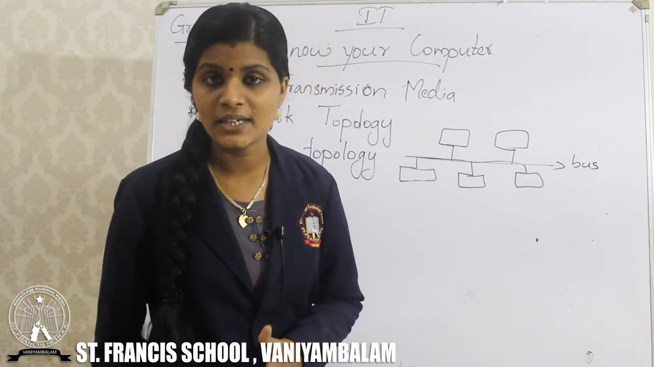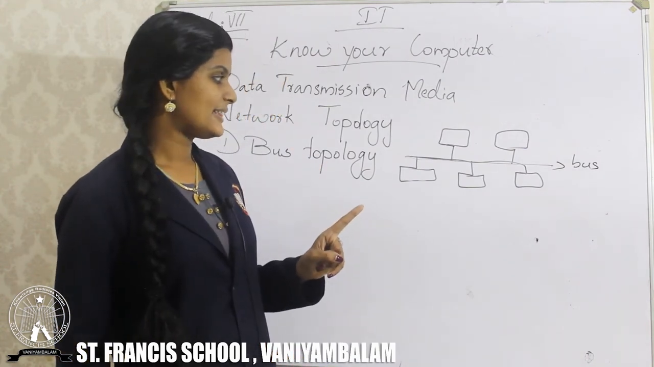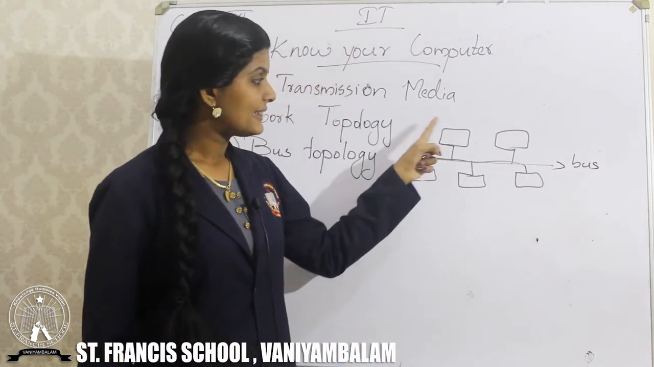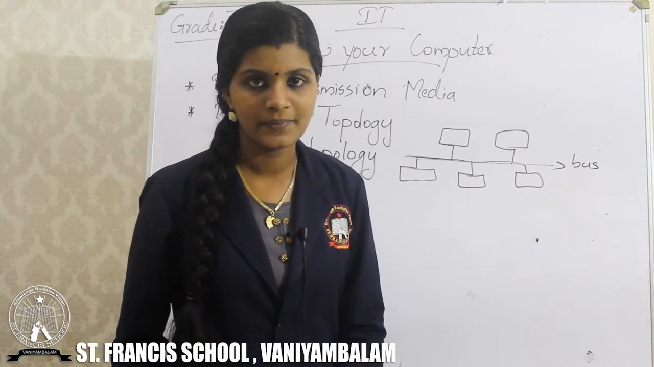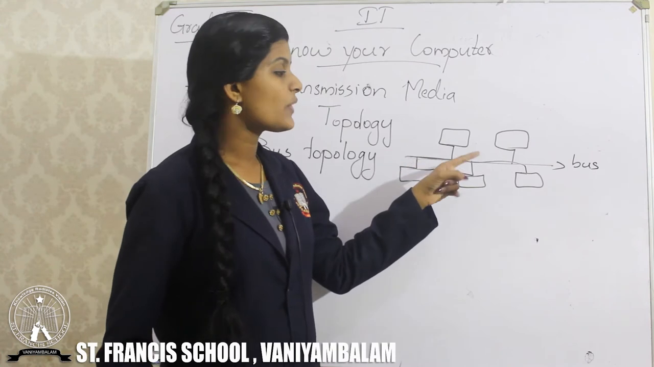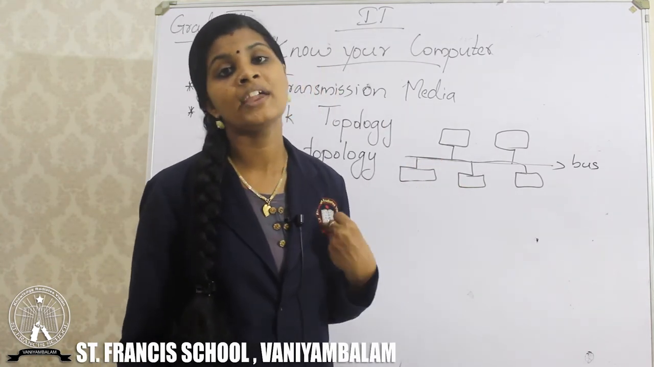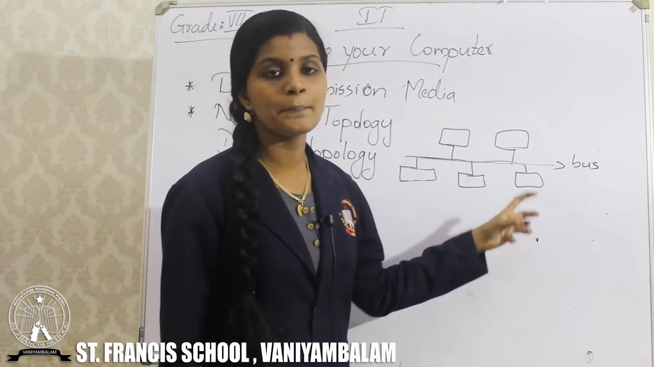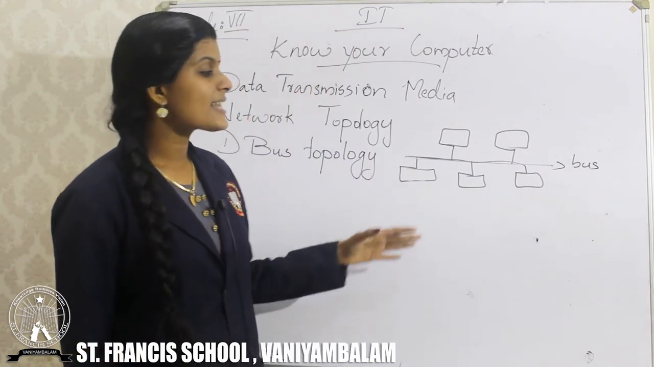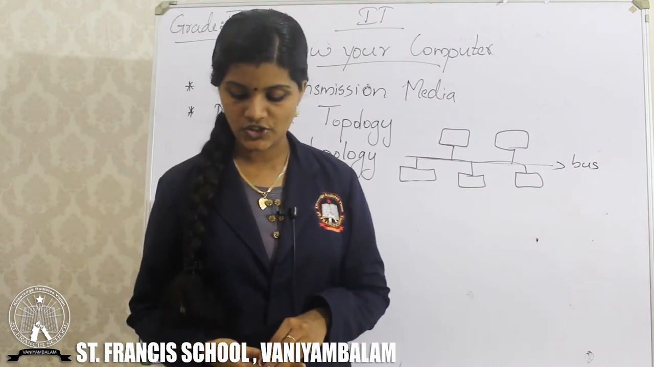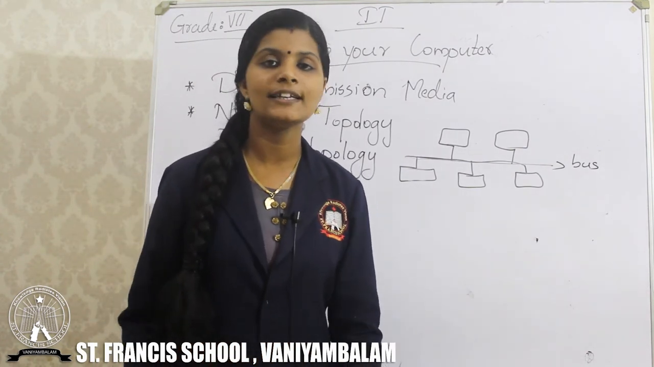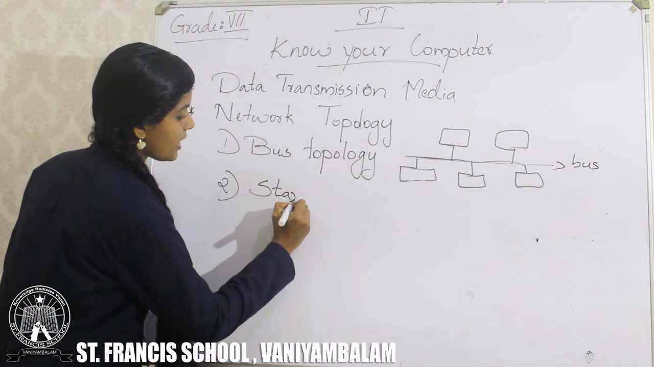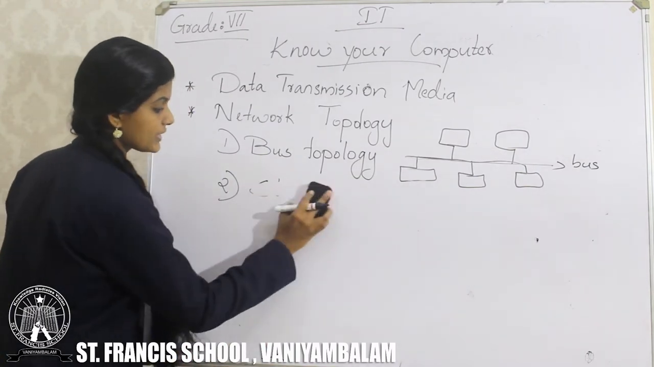But it has some disadvantages. The first one is that if anything happens to this bus or backbone, the entire set of computers will fail. The second is that it's very difficult to find out in which computer the failure happened. The third is that there is a limitation on adding computers to this connection. So these are the disadvantages of bus topology. Now look at the picture in your textbook, then it is more clear for you. Now the second topology is star topology. Sorry, the next one is ring topology.